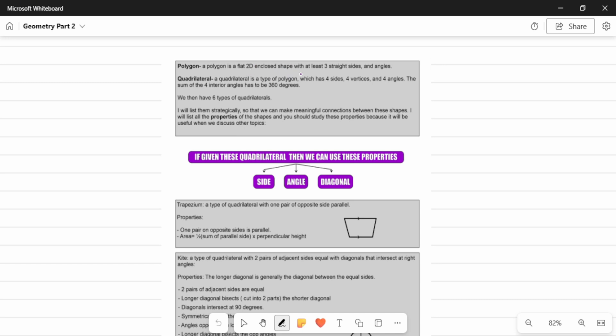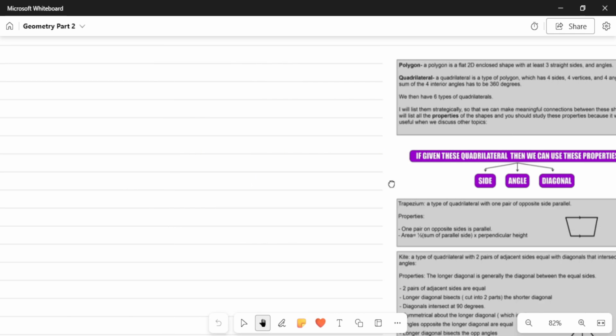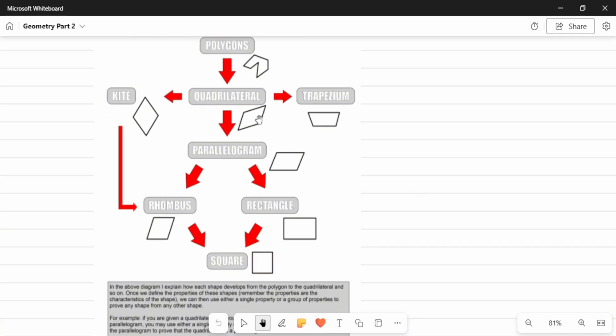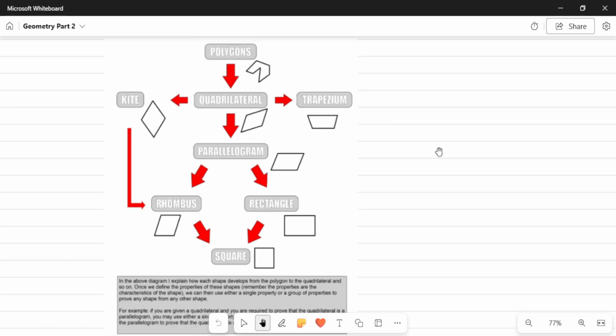A quadrilateral is a type of polygon which has 4 sides, 4 vertices, and 4 angles. The sum of the 4 interior angles has to be 360 degrees. We then have 6 types of quadrilaterals. Now, if you have this mind map down, you can see from the quadrilaterals we have 1, 2, 3, 4, 5, 6. So from this, 6 different quadrilaterals stem from it.